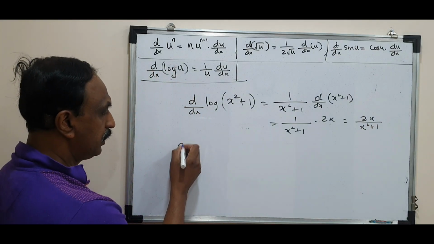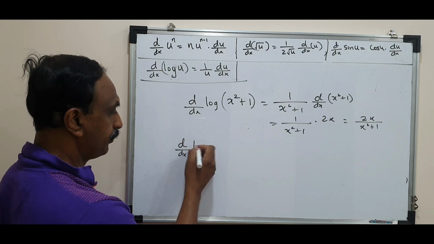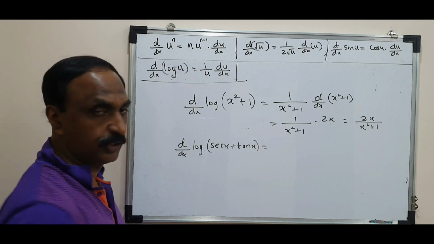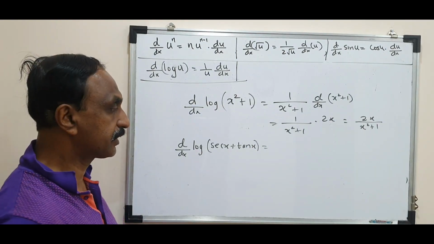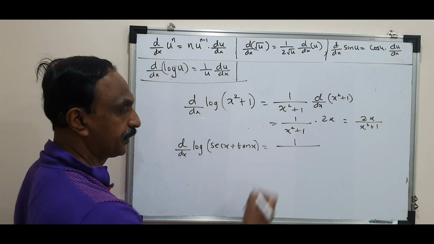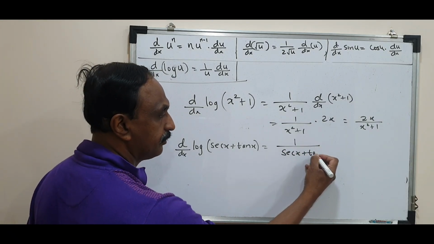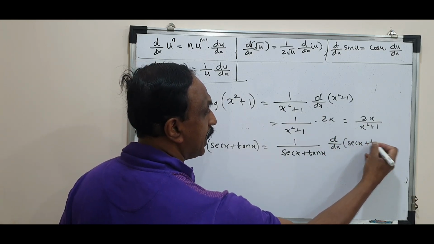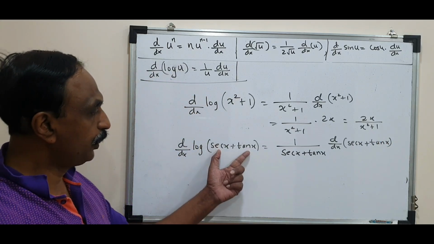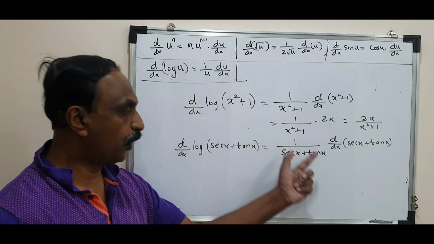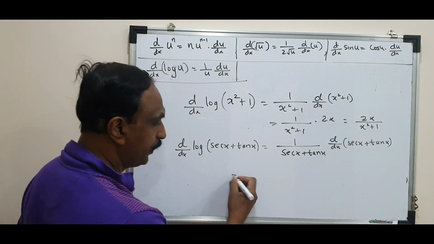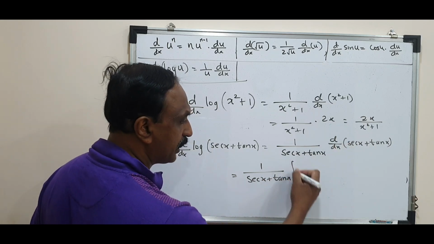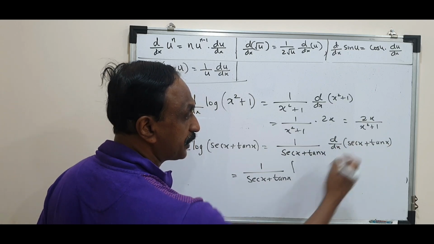Let's do another one. The derivative of log of sec x plus tan x. So what will be my answer? 1 upon sec x plus tan x into the derivative of sec x plus tan x. This is your u. 1 upon u into the derivative of u, which will become 1 upon sec x plus tan x. Now let's differentiate it. What is the sign here? Plus. So each one has to be differentiated separately.